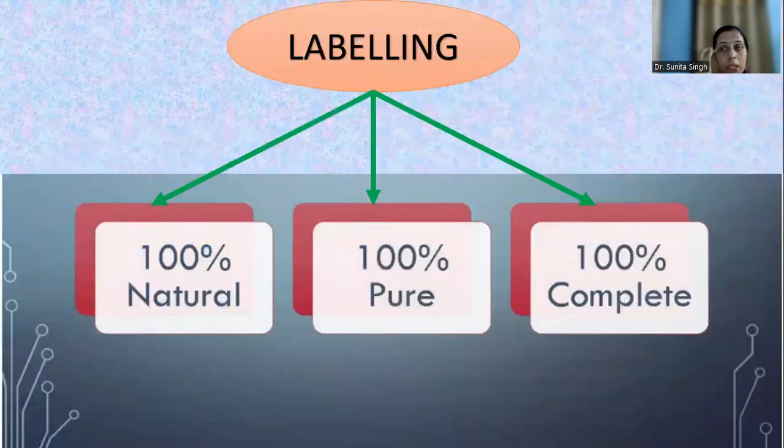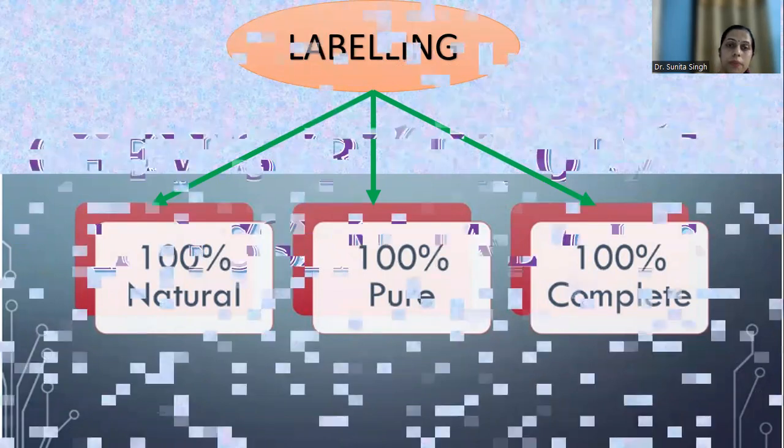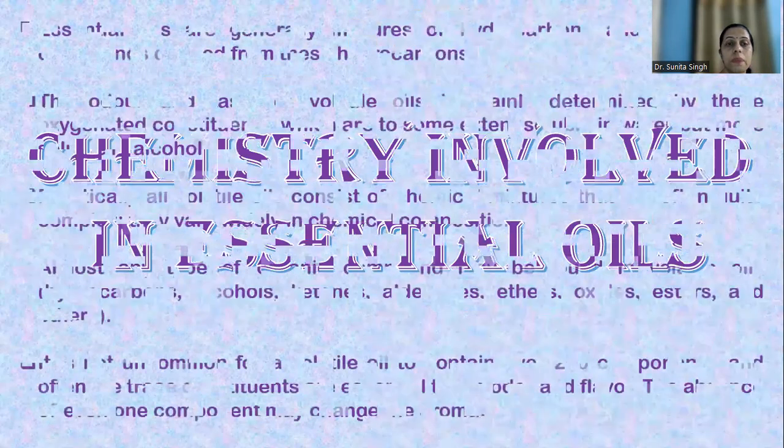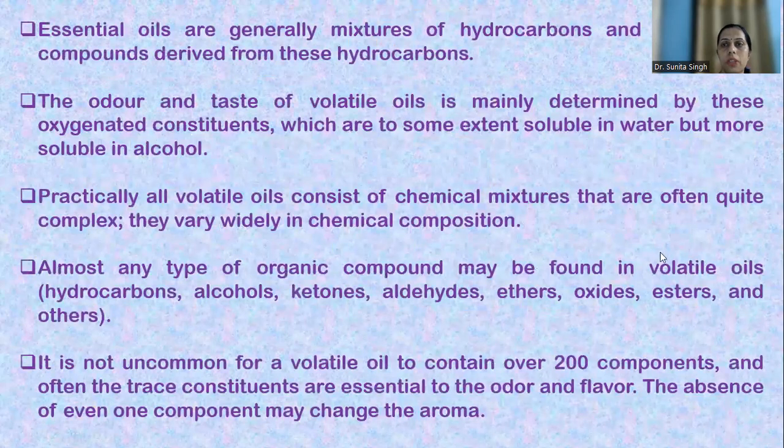They are labeled in the market in three categories: 100% natural, 100% pure, and 100% complete. Now, the chemistry involved in essential oil, which is the main topic I'm going to discuss. Essential oils are generally a mixture of hydrocarbons and oxygenated compounds derived from these hydrocarbons. The odor and taste of volatile oils is mainly determined by these oxygenated constituents, which are to some extent soluble in water but more soluble in alcohol.